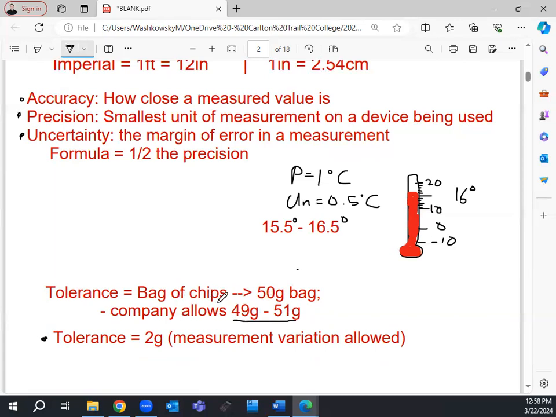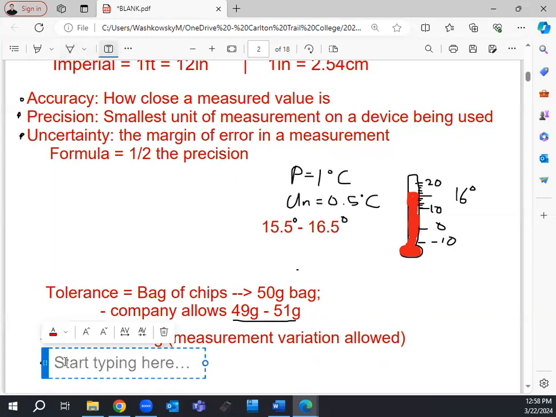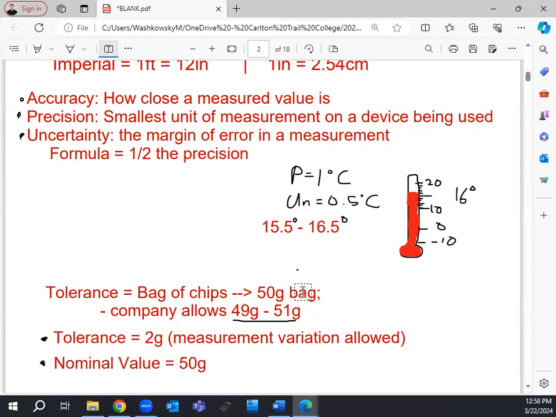There's a couple things here. But so what's that 50 grams then? Well, the 50 grams is my goal. That's my target. Mathematically, the definition for that would be, we call it the nominal value. So the nominal value in this case would be 50 grams.